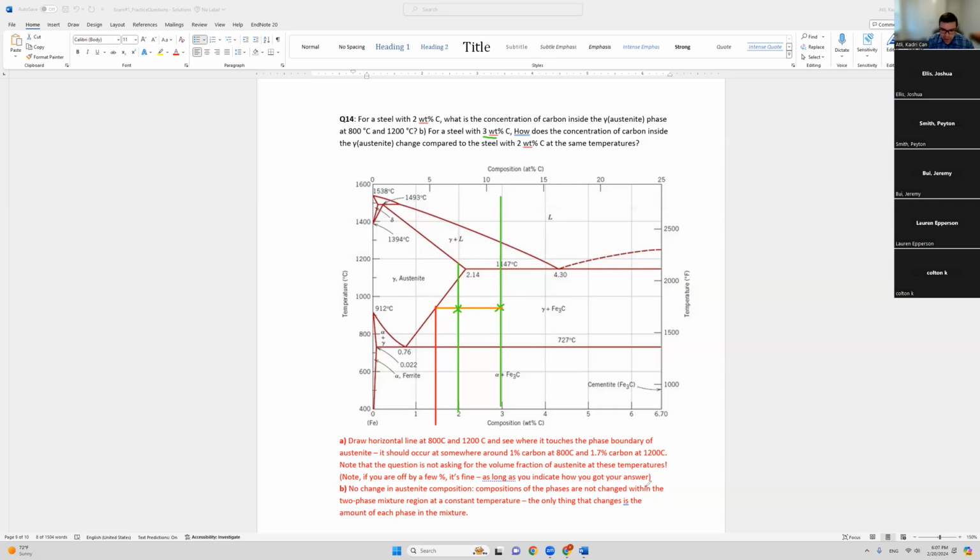Compositions of the phases are not changed within the two-phase mixture region at a constant temperature. The only thing that changes is the amount of each phase in the mixture. And you will see that if you apply the lever rule, the lever lengths will be different when you find the weight percentage of the different phases. So the composition will not change, only the weight percentage of the phases will change.